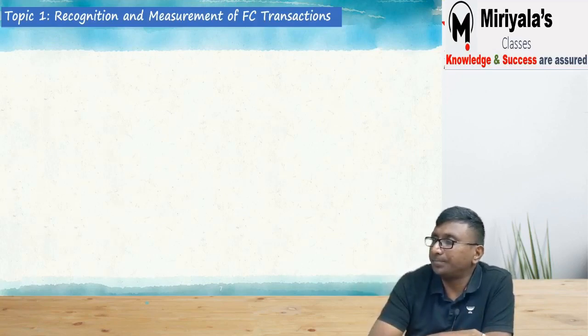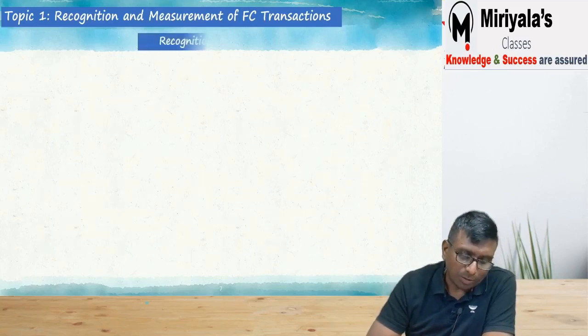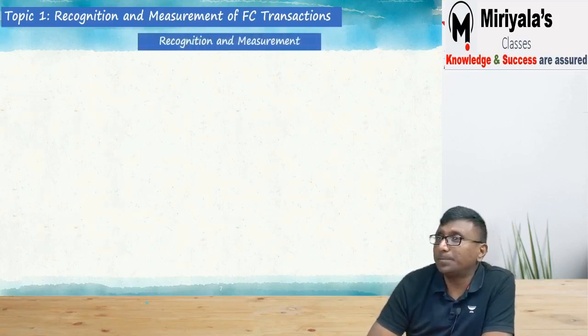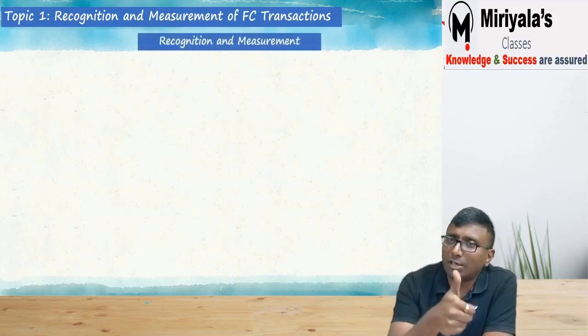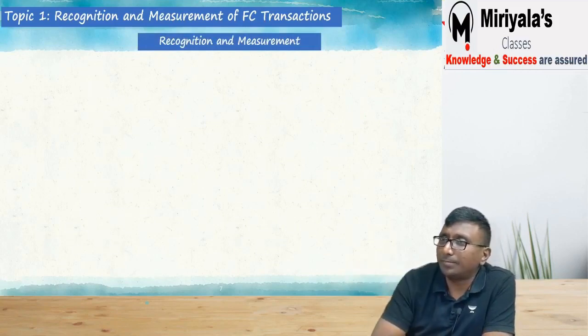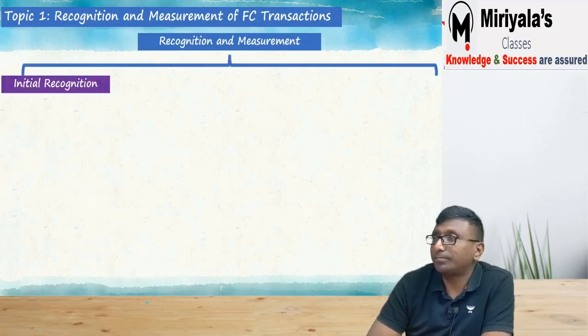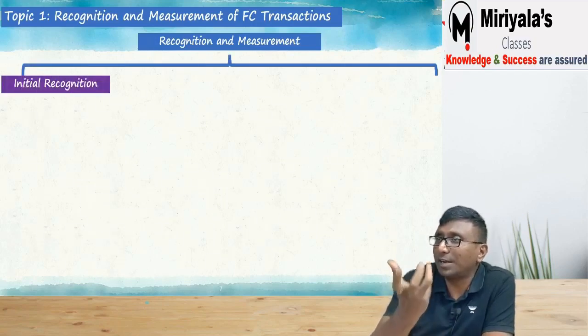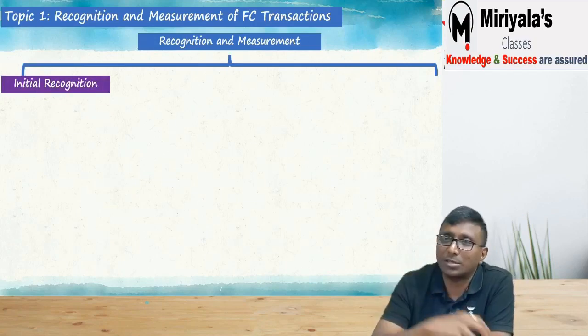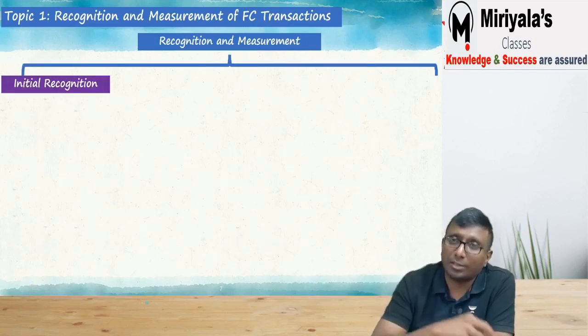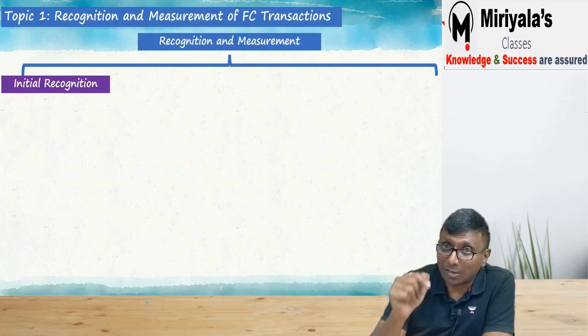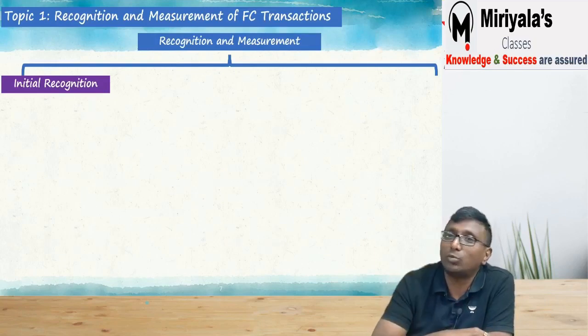Otherwise, it's all easy. What do you do? First, recognition and measurement means two things: initial recognition and subsequent measurement. First, our focus will go to initial recognition. So what is initial recognition, sir? Initial recognition means at the time of transaction. When the transaction takes place, what rate should I take? Transaction happened today. A transaction in foreign currency, what rate should I use?